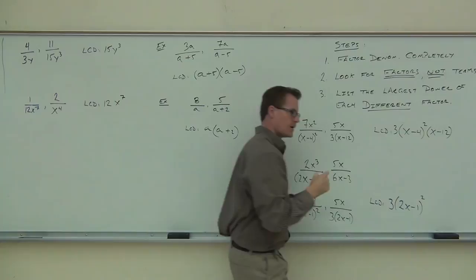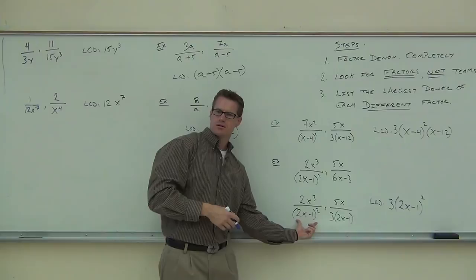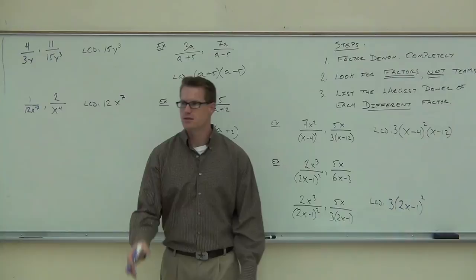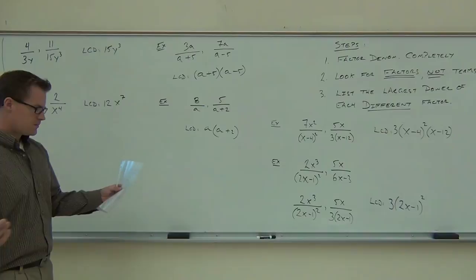I don't need both because I have enough to cover it. Here's how you check. Does it have the 2x minus 1 squared? Does it have the 3? Does it have at least a 2x minus 1? It covers it. You're fine. That's it. That's the lowest common denominator. Okay, we're going to do one more, and then we'll call it a day.